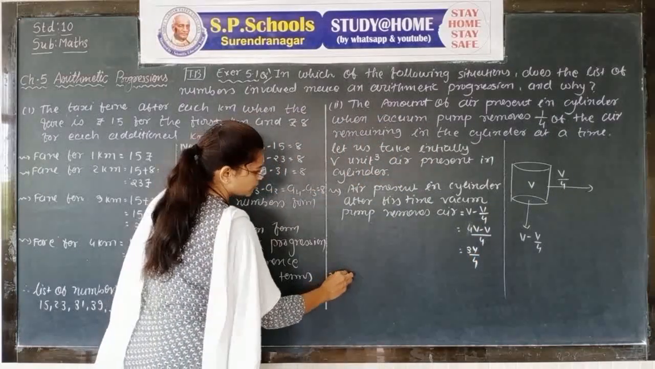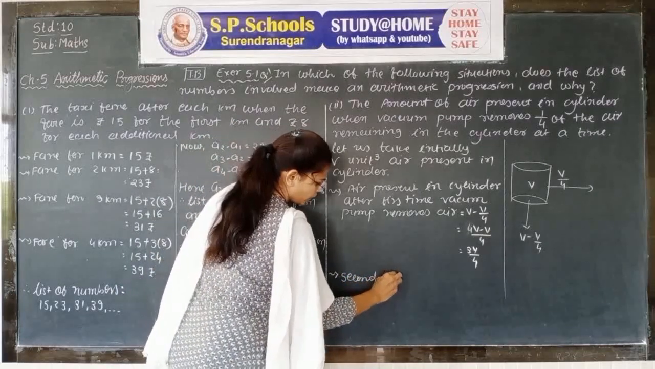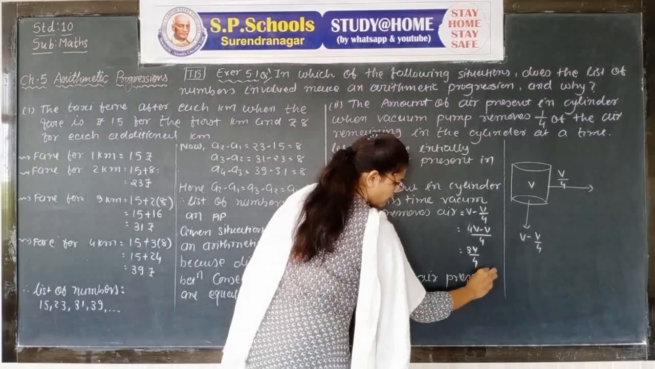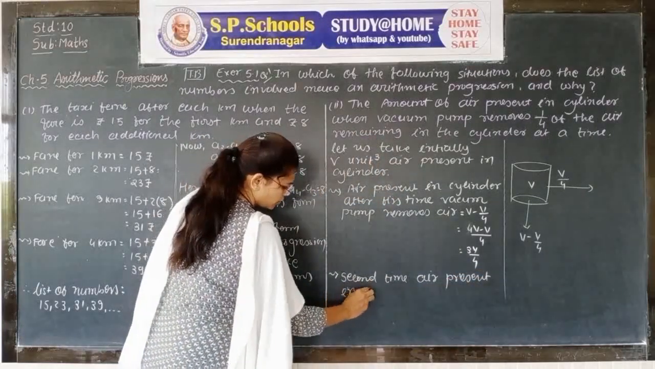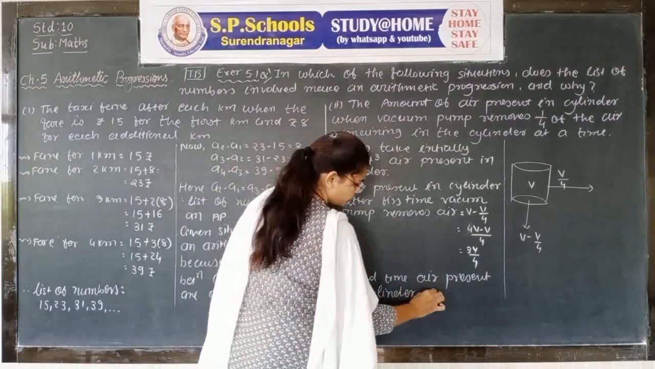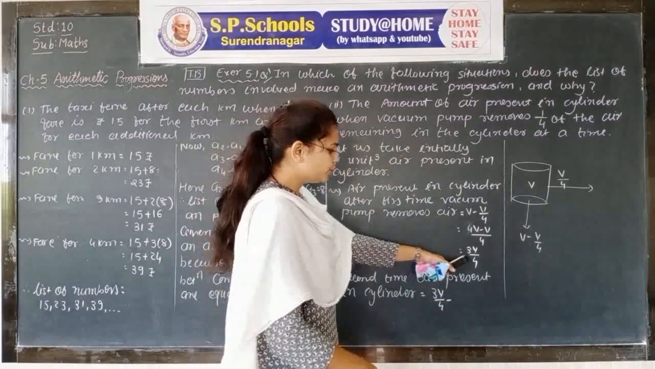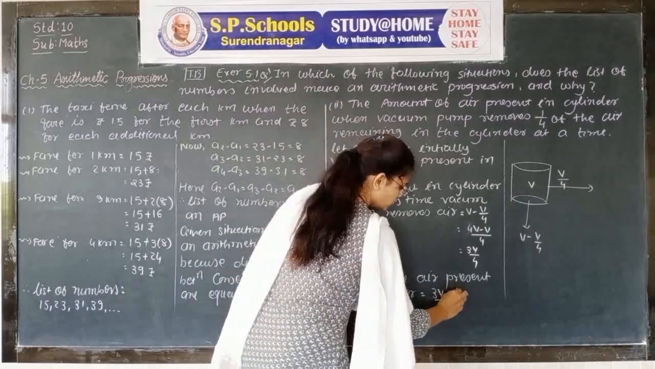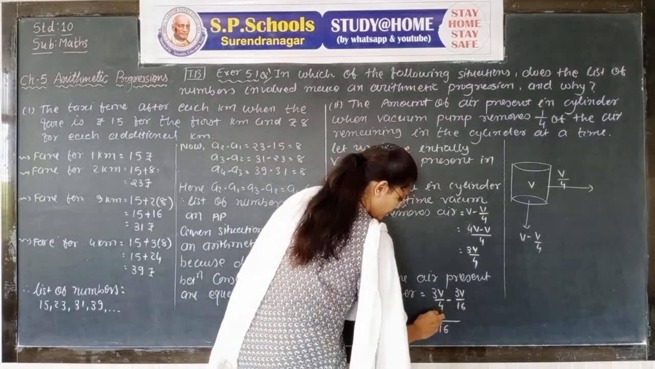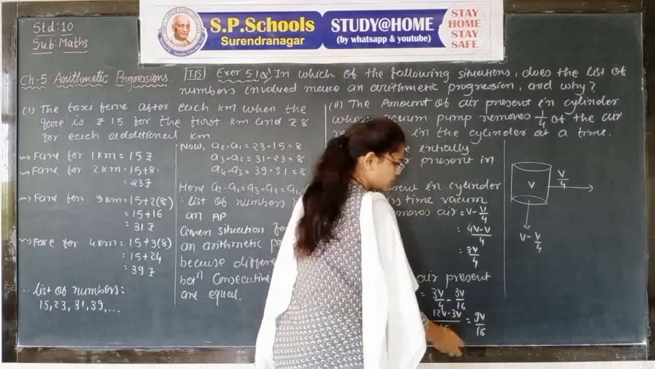Same way, second time air present in the cylinder is equal to 3V upon 4 minus, again it removes the fourth part of the remaining, 3V upon 16. 16 is our LCM. 12V minus 3V is equal to 9V upon 16.